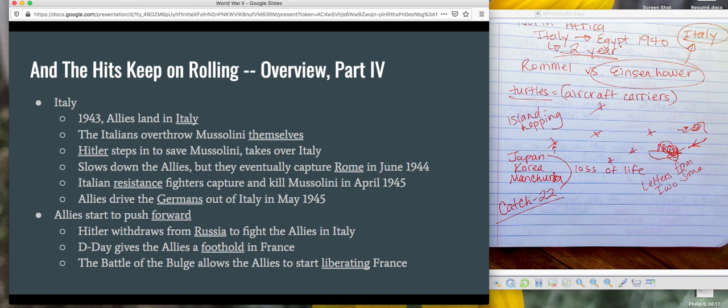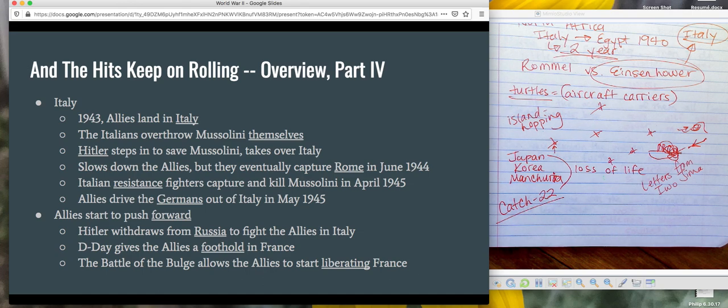They slow down the Allies because Hitler pushes a bunch of forces into Italy, but pushing a bunch of forces into Italy means that he has to withdraw fighters from Russia. So that means that he starts losing Russia because he's now in like a three-front war kind of a thing. And the Allies eventually capture Rome in June 1944.